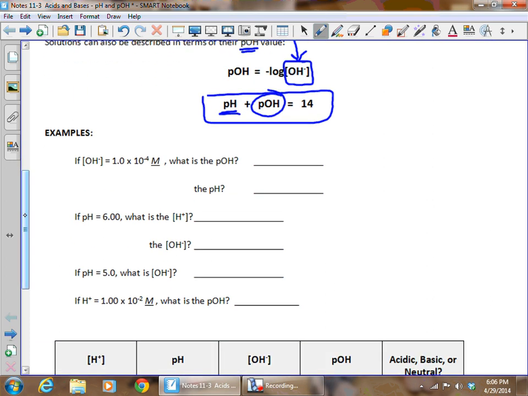So let's look at these examples. If the hydroxide ion concentration is 1 times 10 to the minus 4th molar, what is the pOH? Yes, we can get pOH directly from hydroxide ion concentration, so the pOH is simply 4. The pH, remember, is going to be 14 minus pOH, which is 4, which is going to give us 10. Double check ourselves that pOH and pH added together must give us 14, and they do.